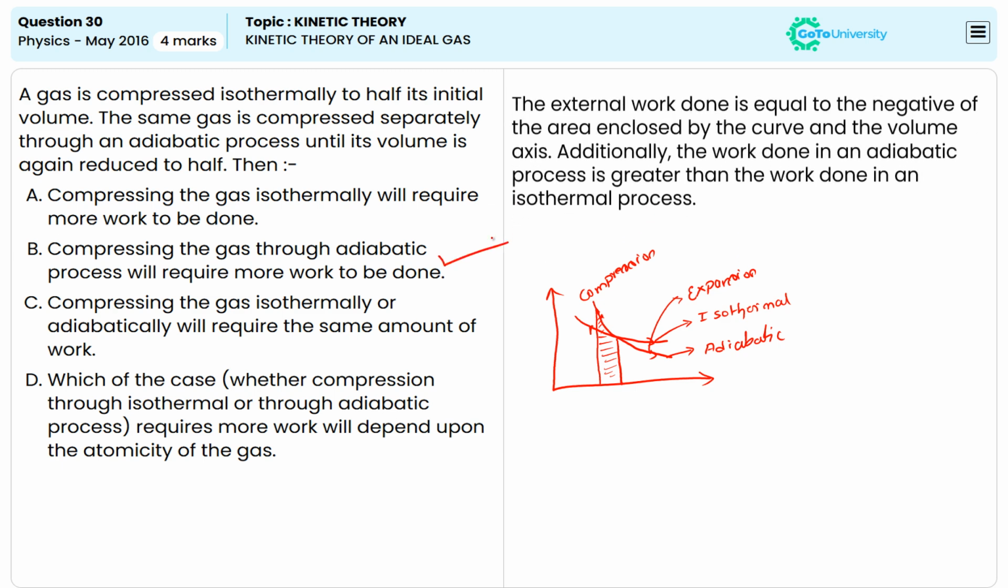You can see the same statement also here. The external work done is equal to the negative of the area enclosed by the curve on the volume axis. Additionally, the work done in an adiabatic process is greater than the work done in an isothermal process. So, compressing the gas through the adiabatic process will require more work to be done.